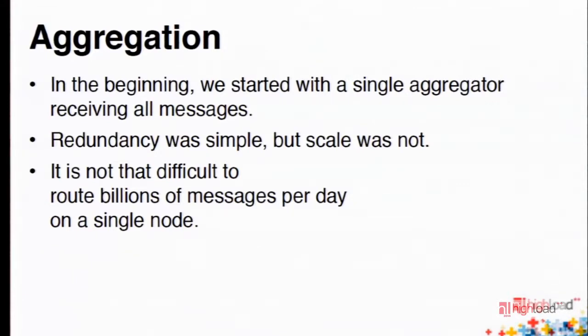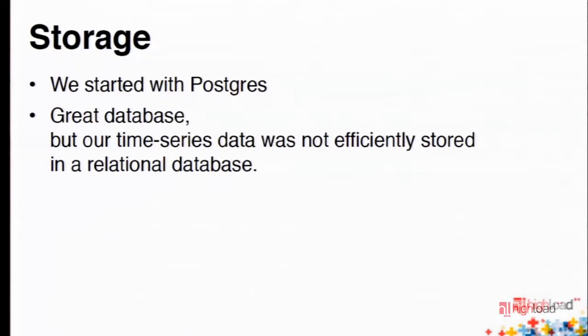Aggregation, it turns out that you can go very, very far on a single node for aggregation. All it's doing is putting things into storage and putting things onto an MQ. The idea of routing billions or trillions of messages a day is actually really easy. Turns out that doing that on RabbitMQ was really hard. So redundancy was simple, scale out was not. We solved that problem, but I'm not going to talk about that too much. So storage. Kind of half of this talk will be about scaling storage, and the other half will be about scaling MQ.